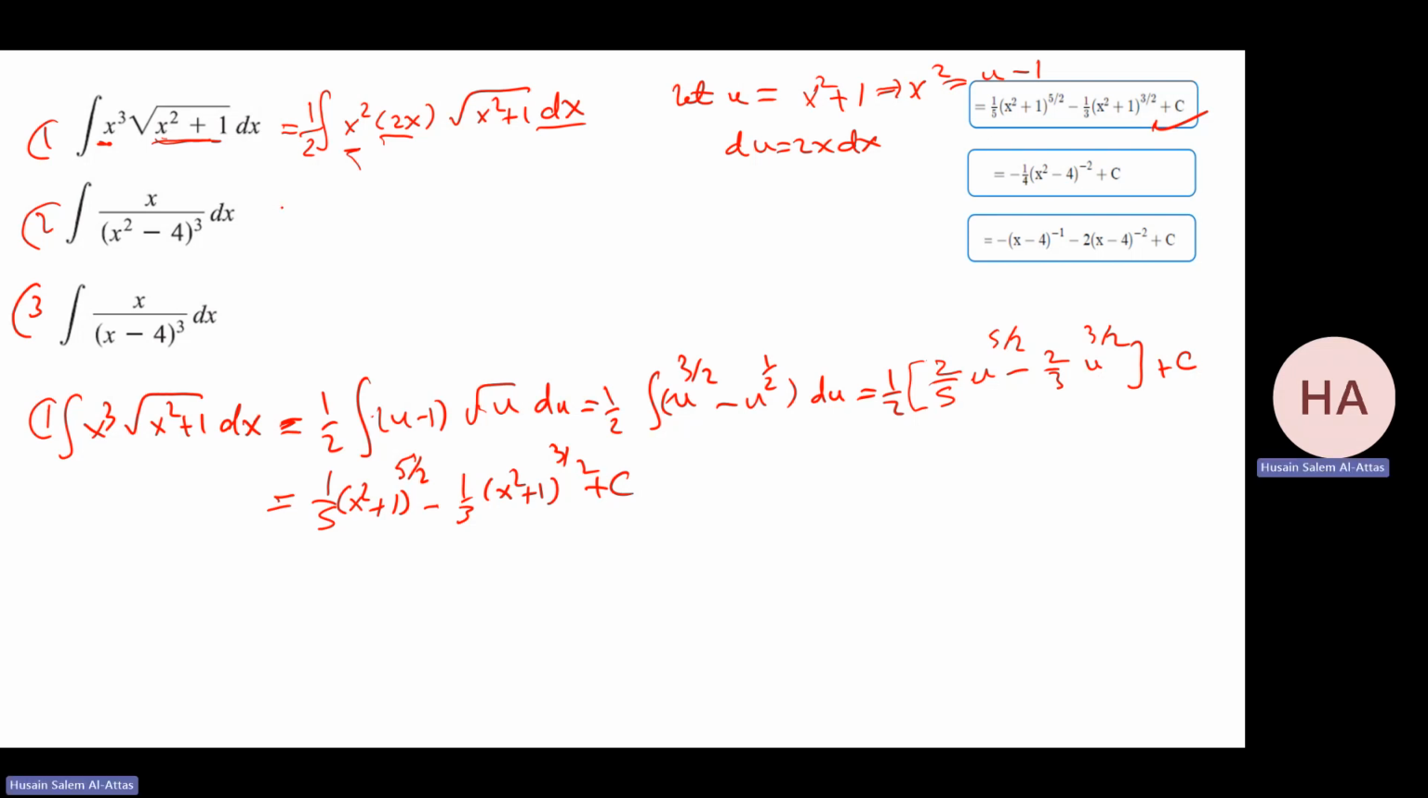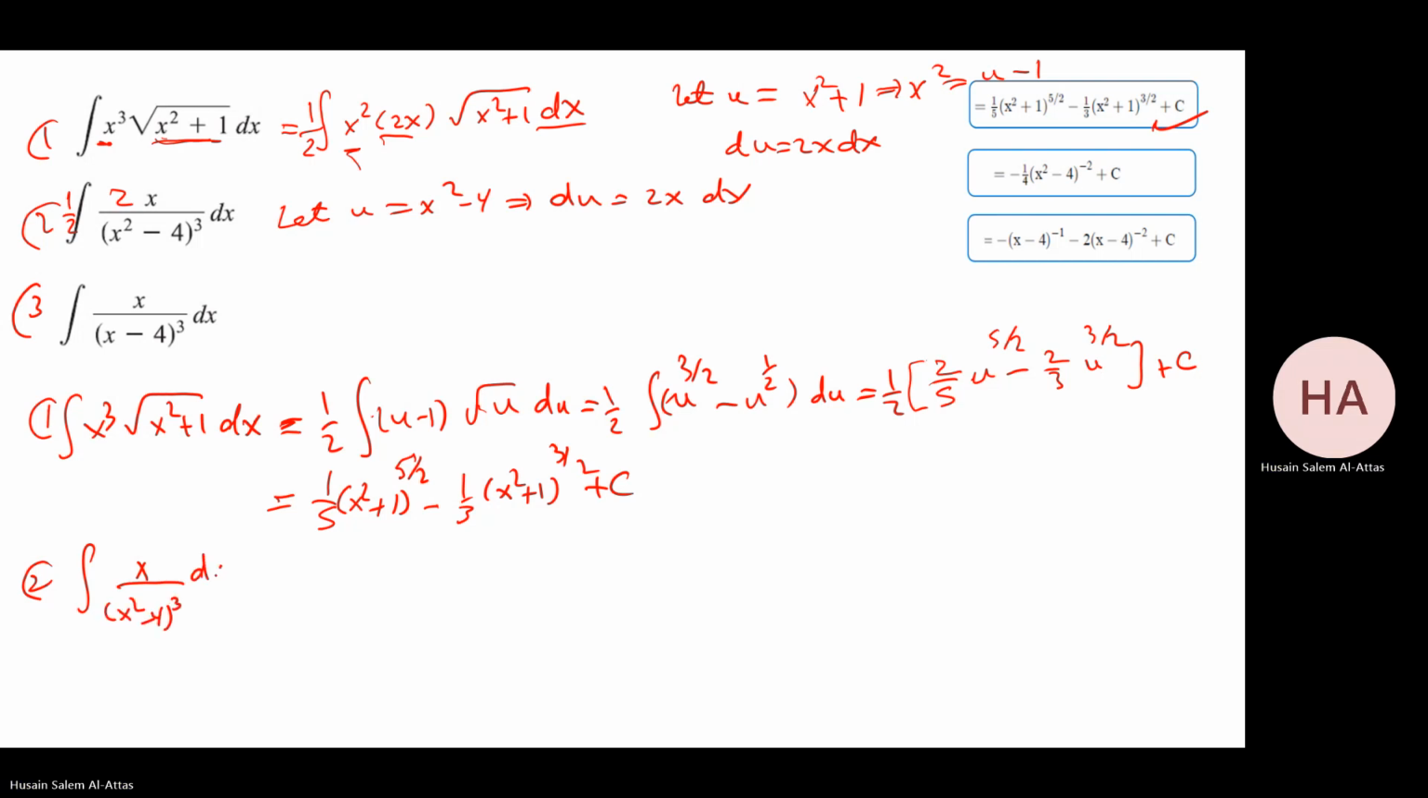I let u equal x squared minus 4. The du will be 2x dx. It means I need to put 2 here and half outside. So number 2, the integral, this will be half u to the power minus 3 du.